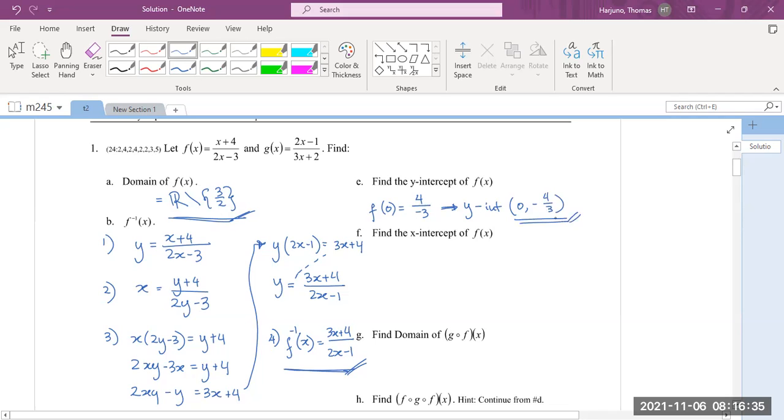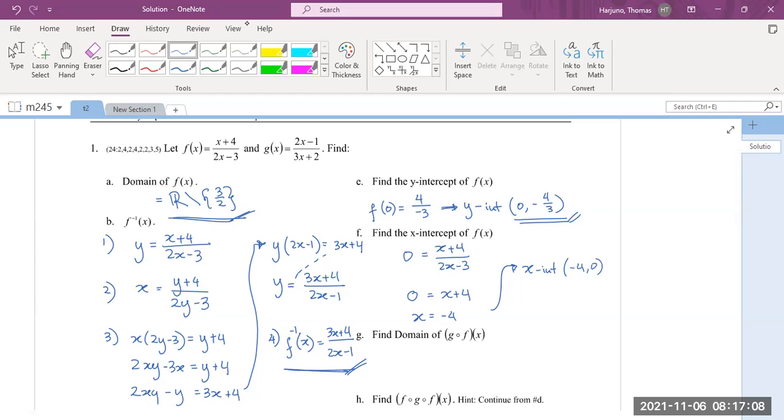How about the x-intercept of f(x)? Now, the rational function is equal to 0 when the numerator equals 0. Okay, so multiply the left-hand side and right-hand side by the LCD. So you see we have only the numerator, right? Therefore, x equals -4. With that said, the x-intercept is (-4, 0).